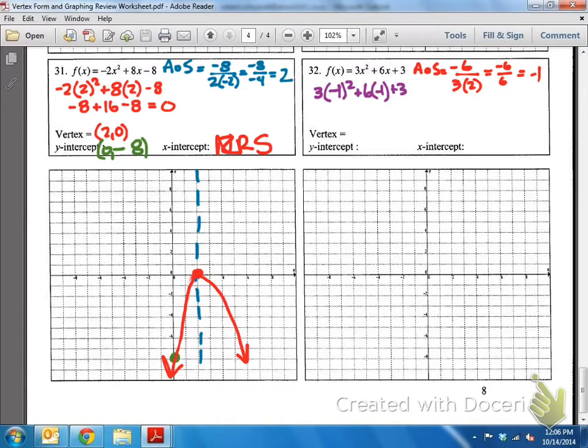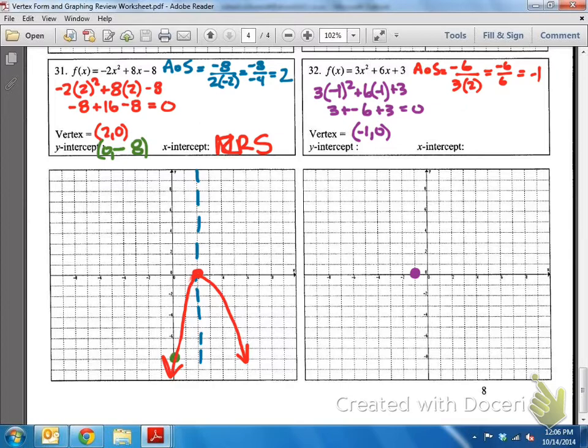Negative 1 squared is positive 1 times 3 is 3. 6 times negative 1 is negative 6. So 3 plus negative 6 is negative 3. Negative 3 plus 3 equals 0. So my vertex is at negative 1, 0. There it is. And my y-intercept, we plug in 0 for x.